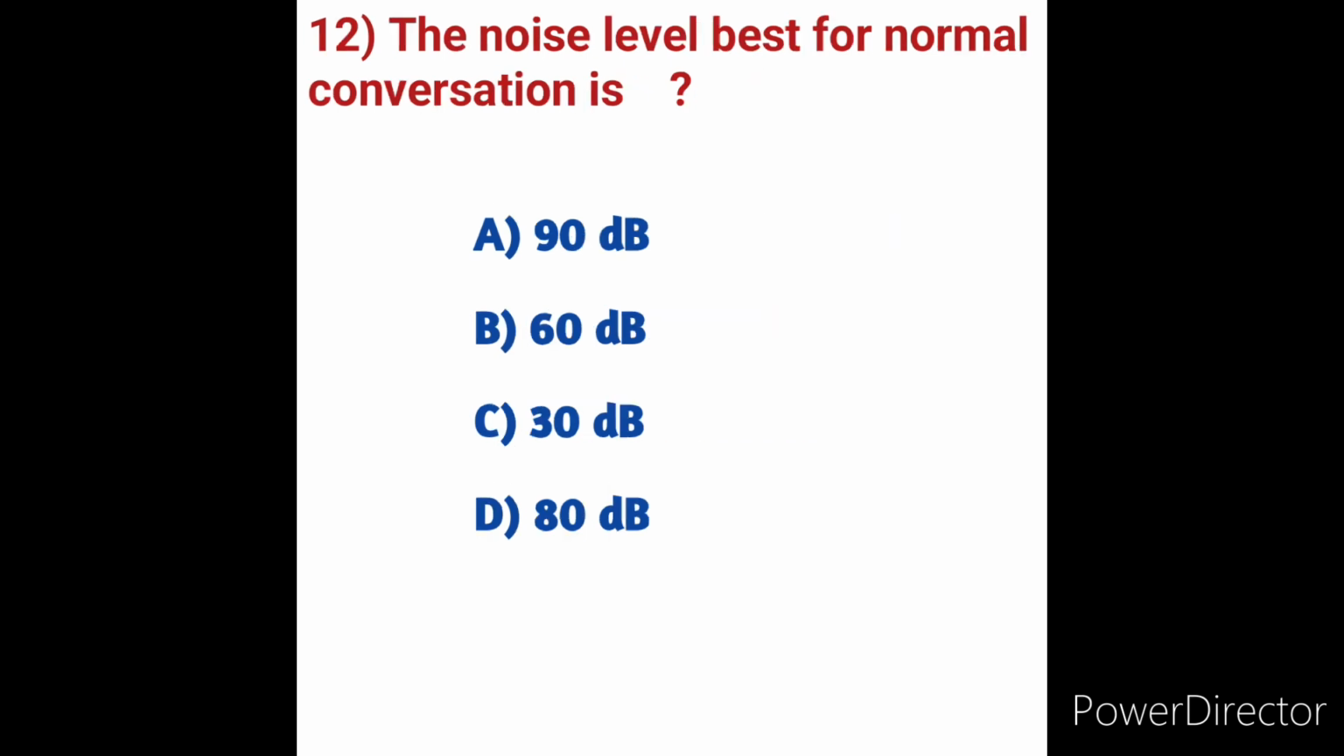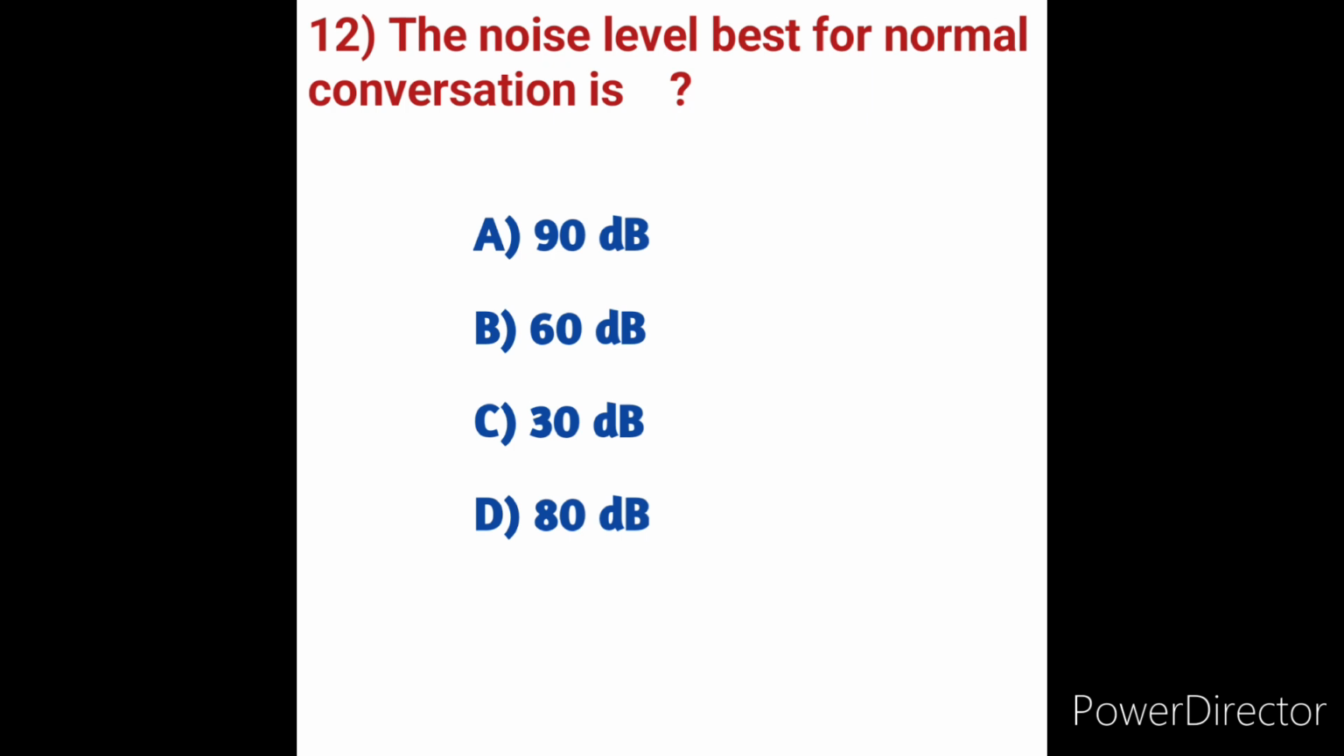The noise level best for normal conversation is. What is the noise level? Normal noise levels best for conversation. Options. Option A 90 decibels, dB means decibels. Option B 60 decibels. Option C 30 decibels. Option D 80 decibels.